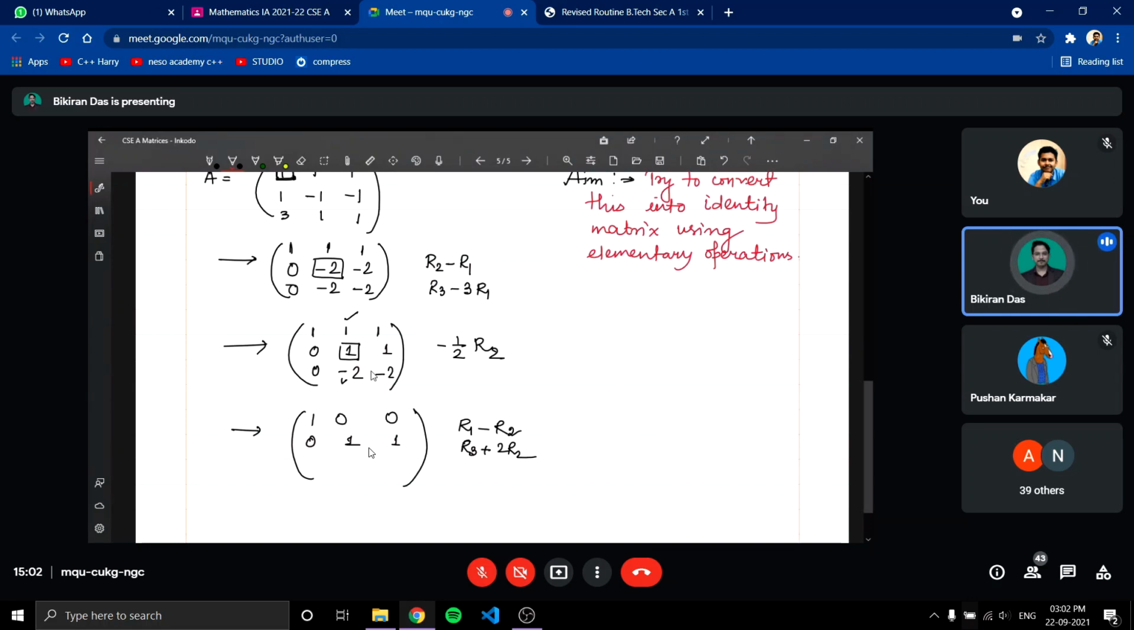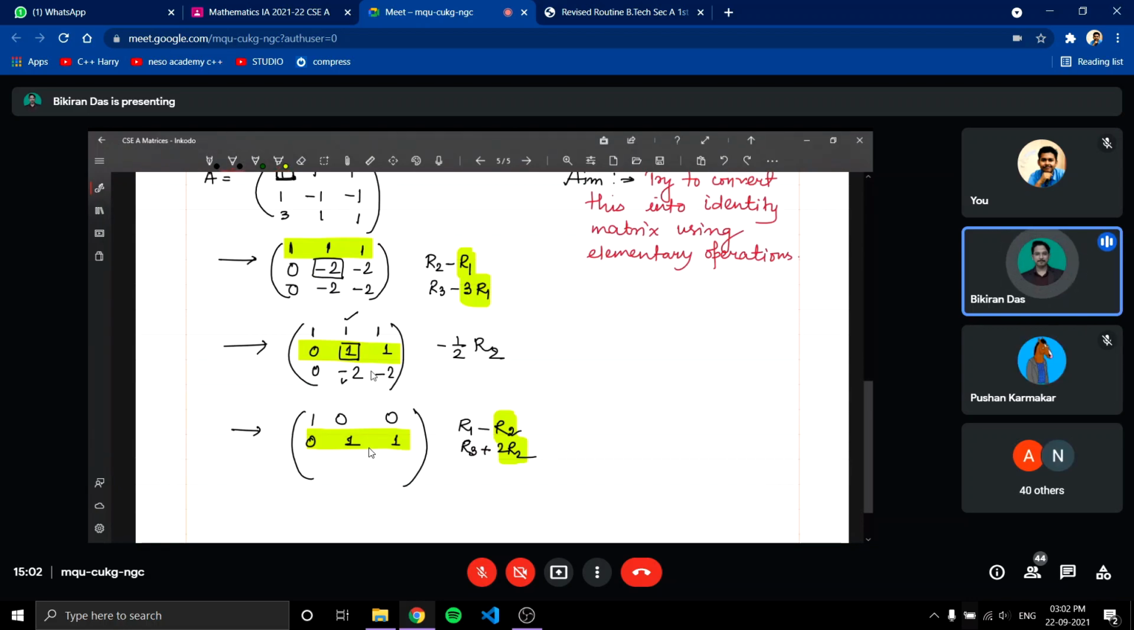Always keep that row that we are dealing with on the right hand side. We are dealing with the first row here, so we have taken this on the right hand side. Here also we are dealing with this one, so we take this on the right hand side. Don't do R2 minus R1. That will also give you 0, but that will change this 1 to minus 1. So we will always subtract that row from the remaining row. Do remember this one.